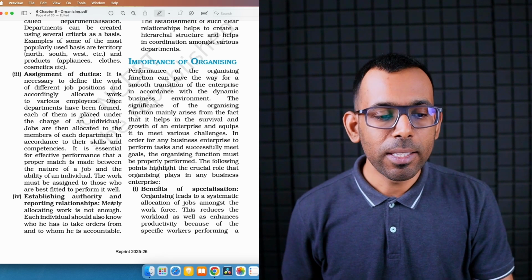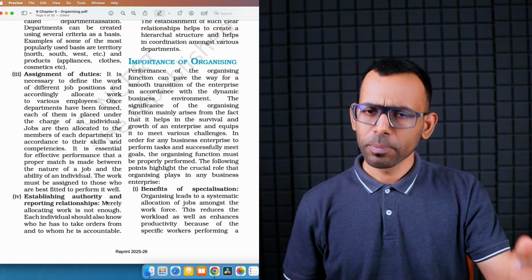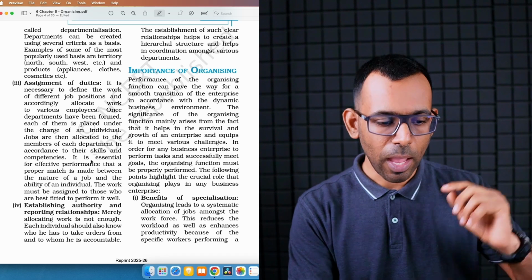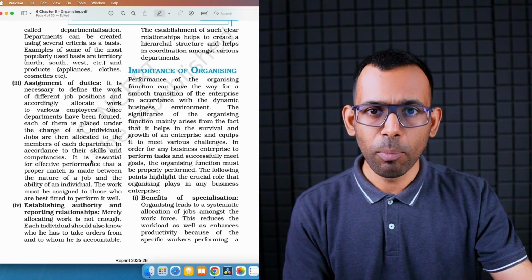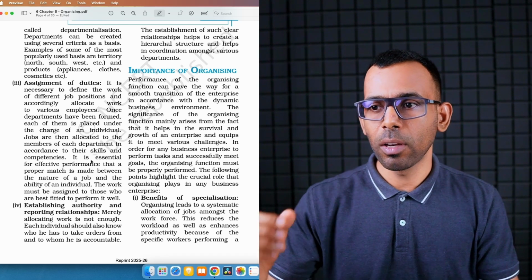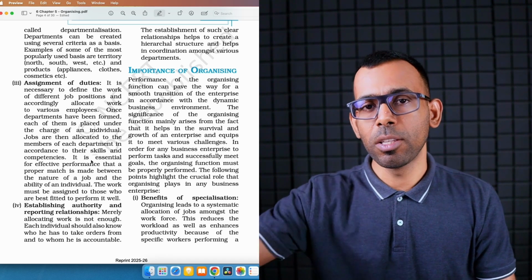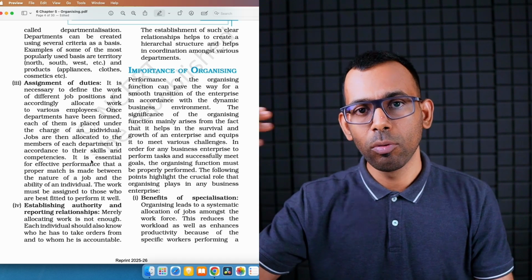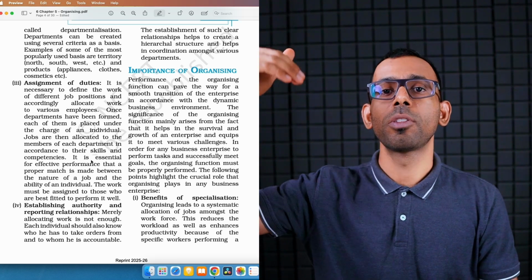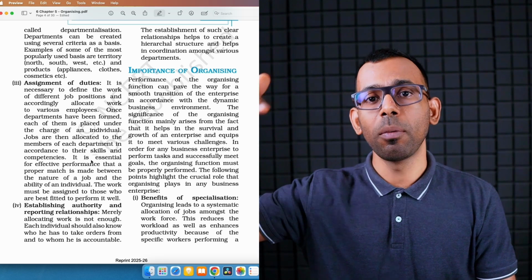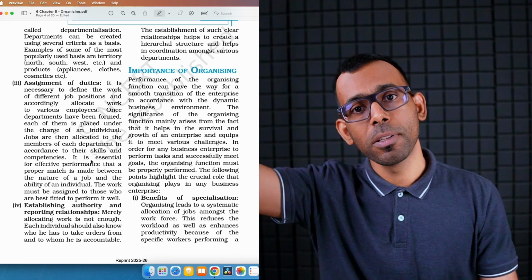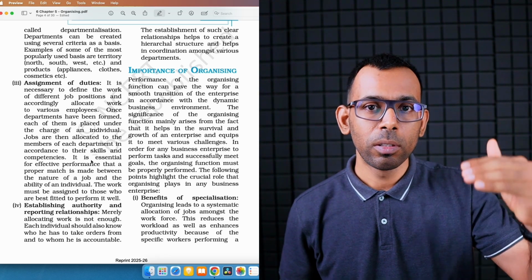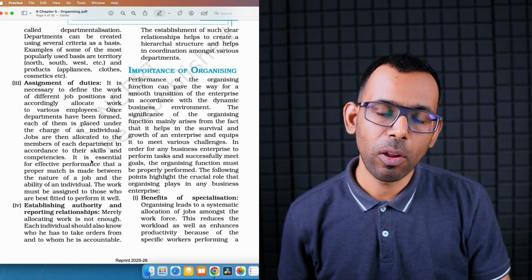And last is establishing authority and reporting relationships. I just explained this some time ago. Small organization, I was directly reporting to the top boss itself. Middle level organization, I was reporting to a manager, and then manager was reporting to the partner. Big firm of organization, I was reporting to a deputy manager, who was reporting to a general manager, who was reporting to a vice president, and the vice president was ultimately reporting to the managing director. So that's how the hierarchy forms in certain organizations.